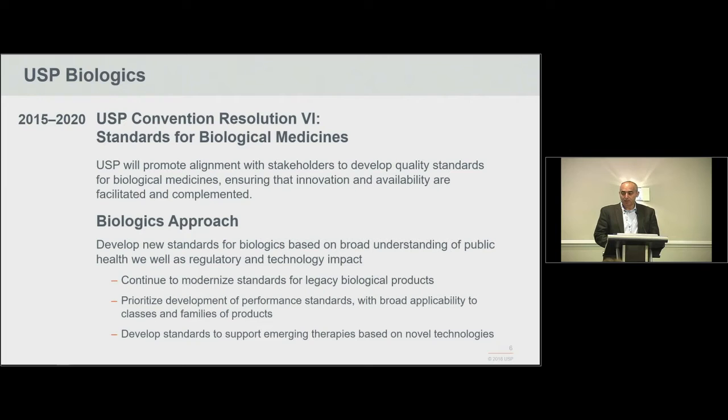This fits nicely within our strategy, which is really to develop standards based on a broad understanding of innovation and also regulatory development. And while we continue to develop standards and modernize the standards for those legacy biological products, we took a shift to develop standards that cut across products and cover families or classes of products. We recognize that cell and gene therapy and other therapies are part of those emerging therapies where we haven't really done much work, but we need to look at standards in that area.